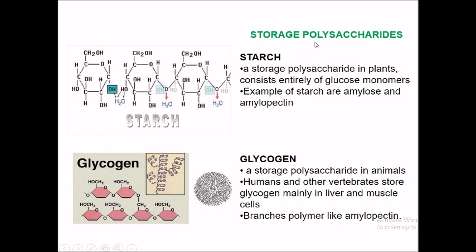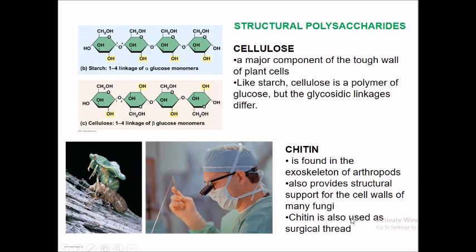Meanwhile, the storage polysaccharide found in animals is glycogen. Glycogen is stored in the liver and muscle cells of humans and other animals, and it has a branched polymer like amylopectin. The structural polysaccharide found in plant cells is cellulose. Cellulose, like starch, is a polymer of glucose.